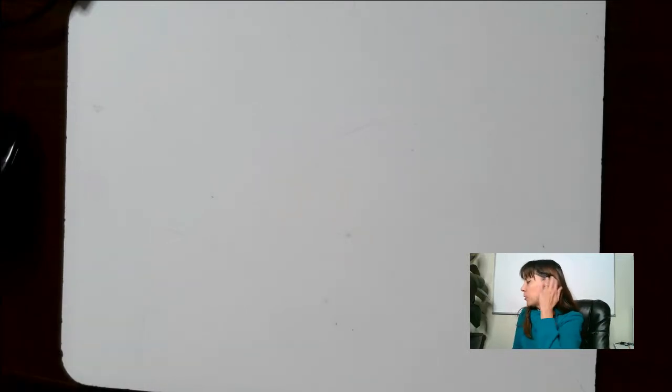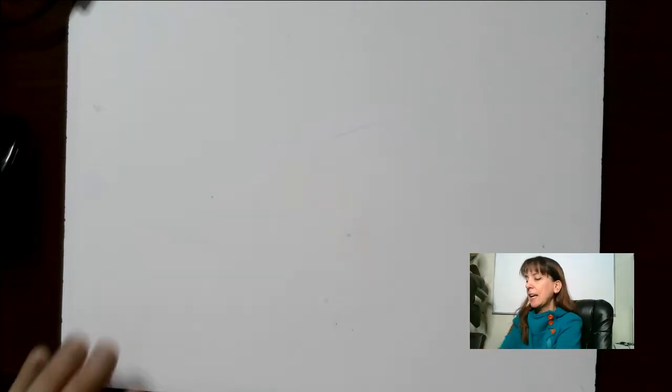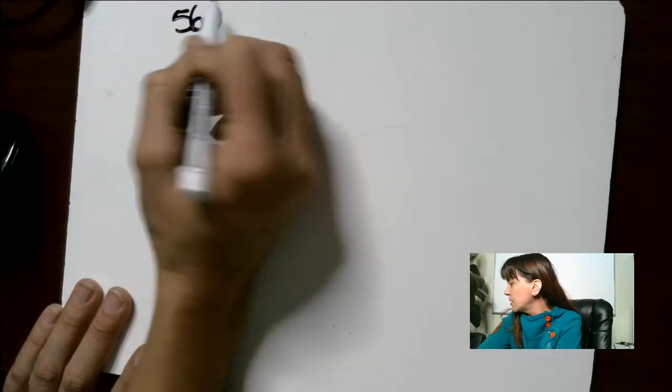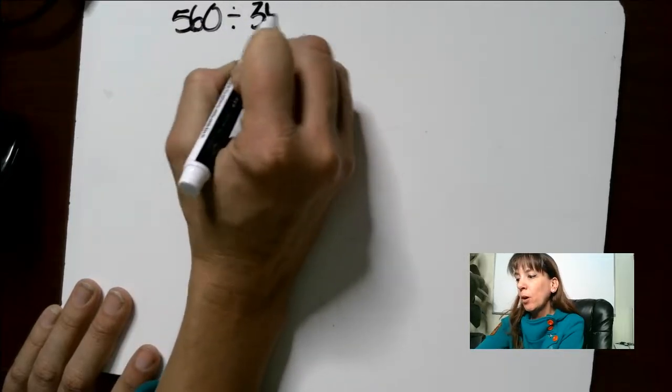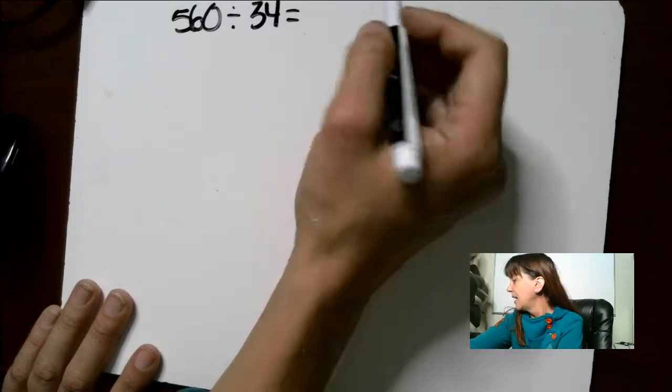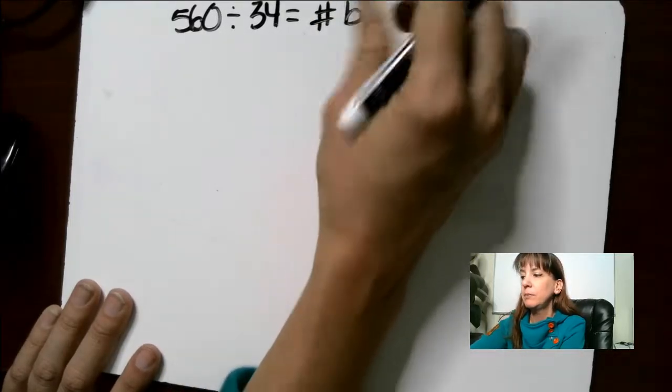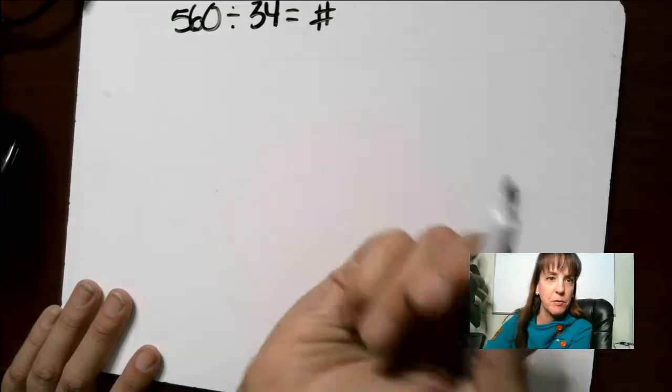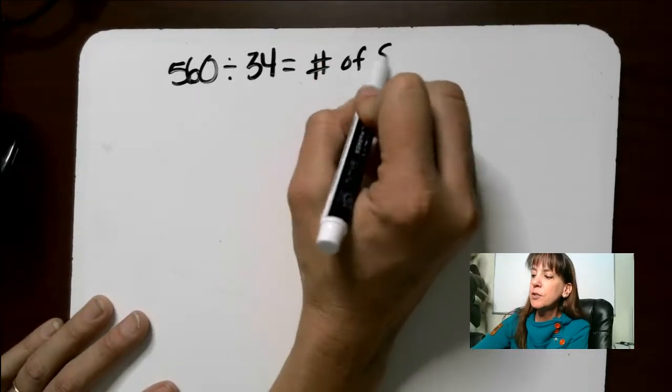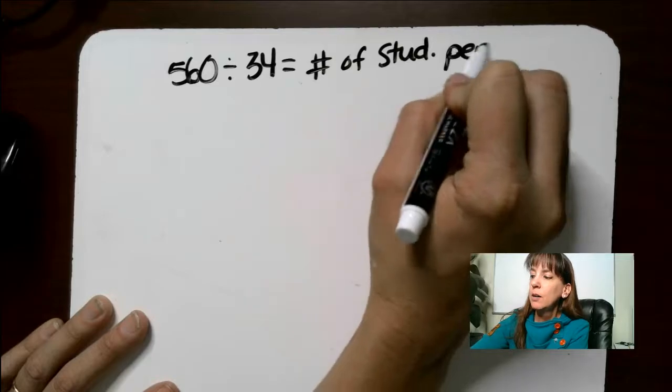All right, so example number 3 on page 43. We have 560 students who will be as evenly divided as possible between 34 buses. How many students will ride on each bus? This is pretty easy because it says right in there, evenly divided. We're going to take 560 students and divide them by 34 buses. That's going to give us the number of students per bus.